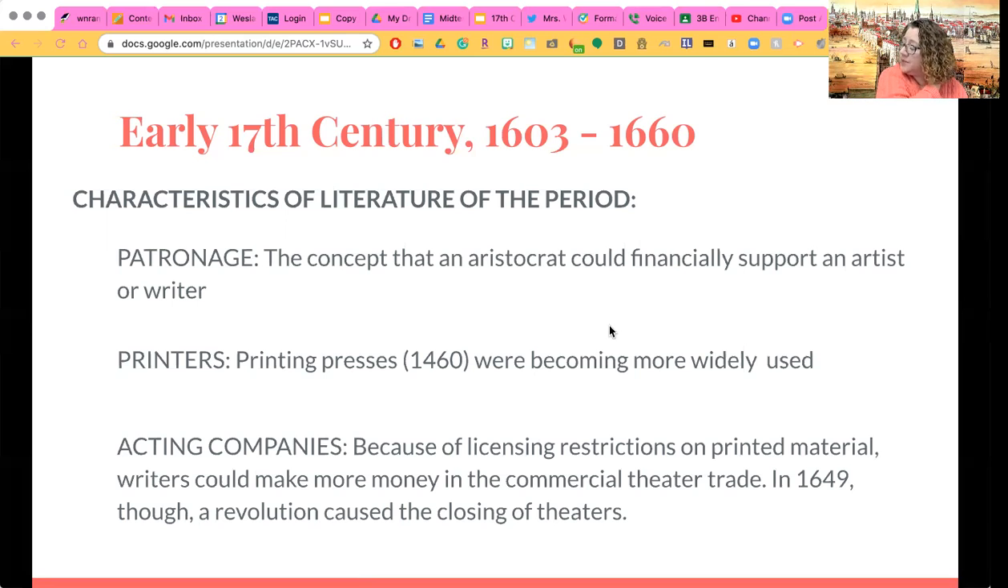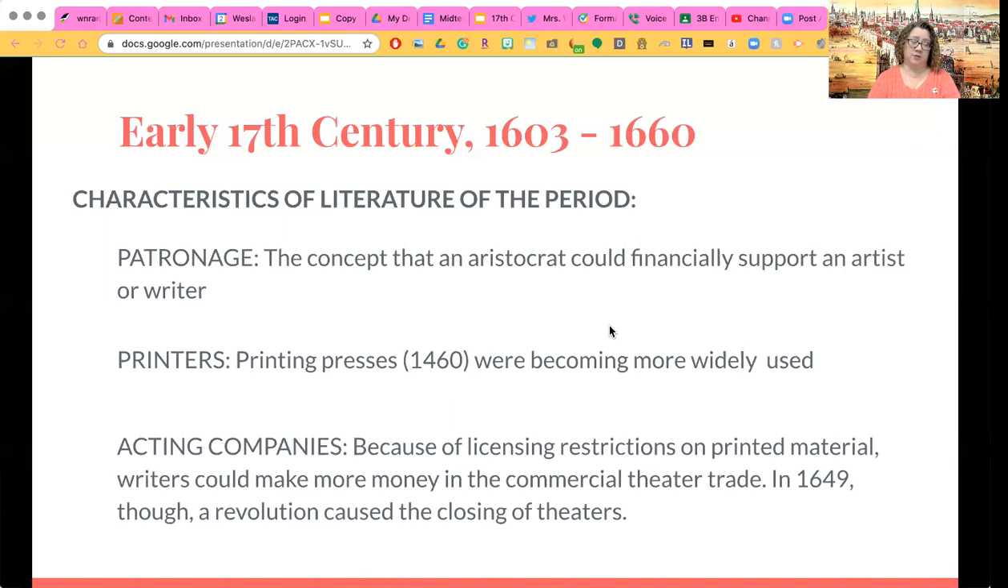Acting companies. So when we talk about plays, this is a time in the 17th century where we started to see drama being pulled back. We saw the burgeoning of playwrights like Shakespeare in the Renaissance, but in the 17th century, there are some issues that make it harder and harder for acting companies to survive. One of them is that there are restrictions on printed material, so the actors don't have much that they can even perform, because writers either have to create it themselves or they have to pay money to do a play that somebody else already wrote down, and that's too expensive.